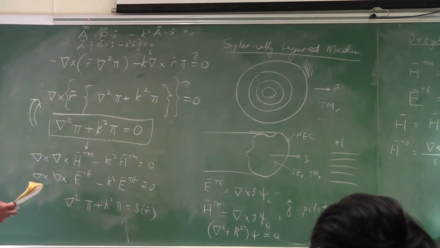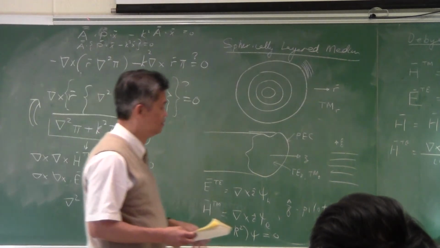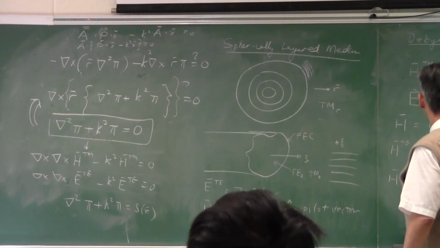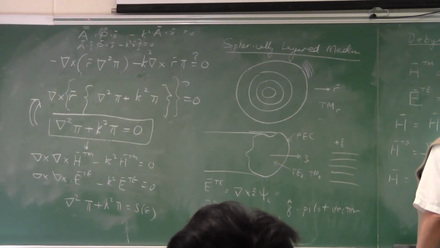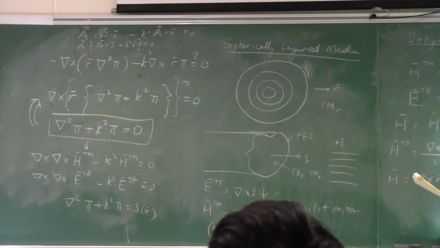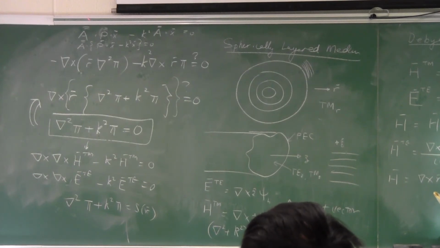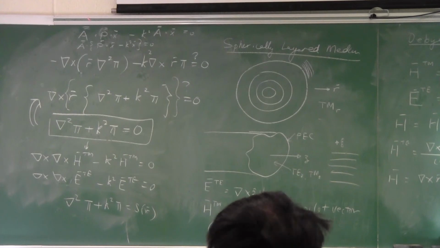Okay, if you're comfortable with this, we can move on. So here is what I have for the total field, which is curl of R phi E plus 1 over i omega mu curl of R phi M. I think I call it pi M. Oh, well, let me call it pi M then.